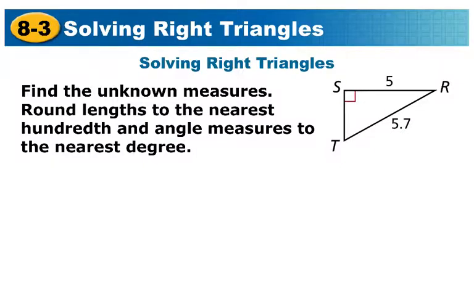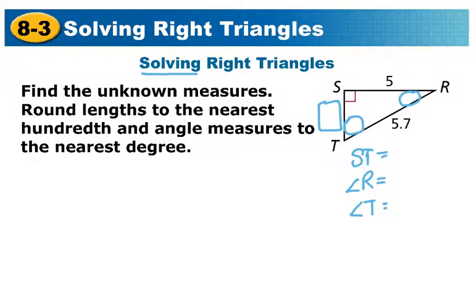So, taking a look at this one, they want you to find the unknown measures and round the lengths to the nearest hundredth and angle measures to the nearest degree. So anytime that they say solve a right triangle, that means find all of the missing pieces. So in this case, I want the length of ST, I want the angle measure of T, and I want the angle measure of R. So ST, angle of R, and angle of T. So how do I get that?